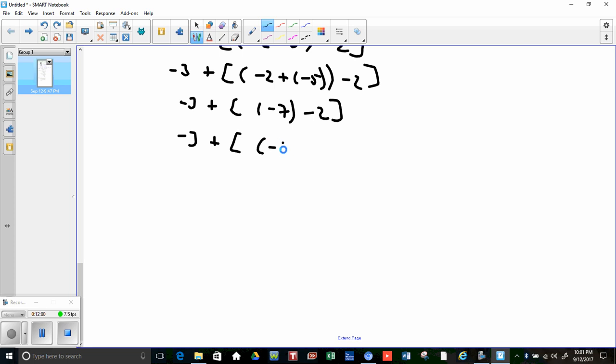So we'll have negative 7, change that to a plus. The opposite of 2 is negative 2. So inside this big bracket, I've got negative 7 plus negative 2, again 7 to the left, 2 more to the left is negative 9. And then all I have left is an addition problem where I have negative 3, so starting at negative 3 and then going 9 more to the left finishes us at negative 12.